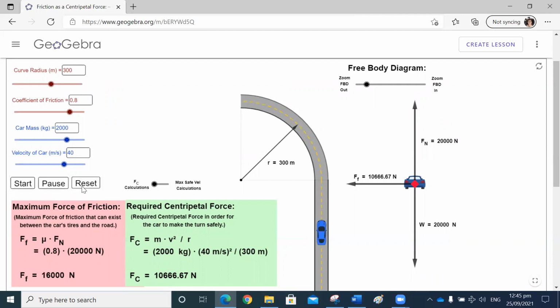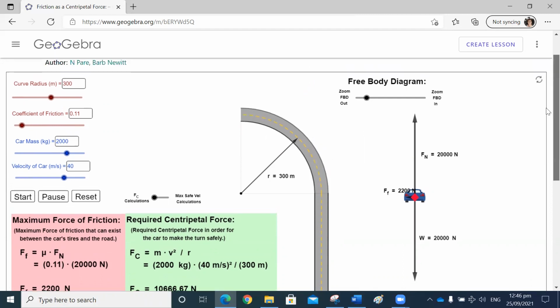Reset. Now, let's say that there's very little friction on the road. Friction is very little, so now friction is not large enough. And let's see what happens. Will it still be able to go along the circular path or not? Let's start it. So you can see it just goes along the tangent at that particular point.